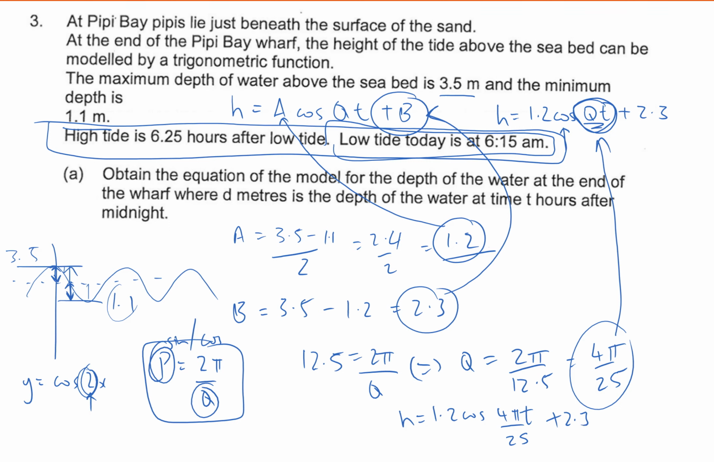You wouldn't simplify that any further to 1.2 cos whatever that equals plus 2.3? No, because the t's in there. Okay. Now it just so happens, that's the period, that's my frequency, I don't actually have to shift this one, because if high tide is 6.25 hours after low tide, then it's also 6.25 hours before low tide. 6.25 hours before low tide is actually midnight, which is t, time after midnight. So it happens that I don't have to have that horizontal translation that you do on the other ones.